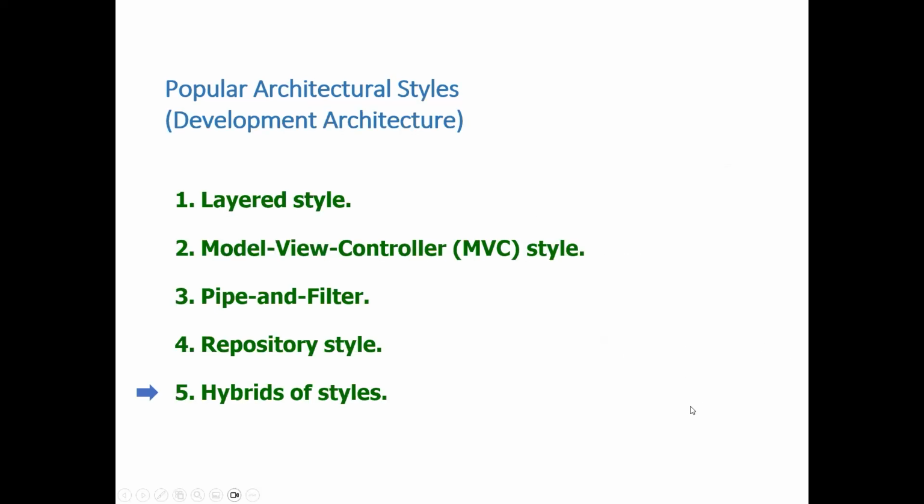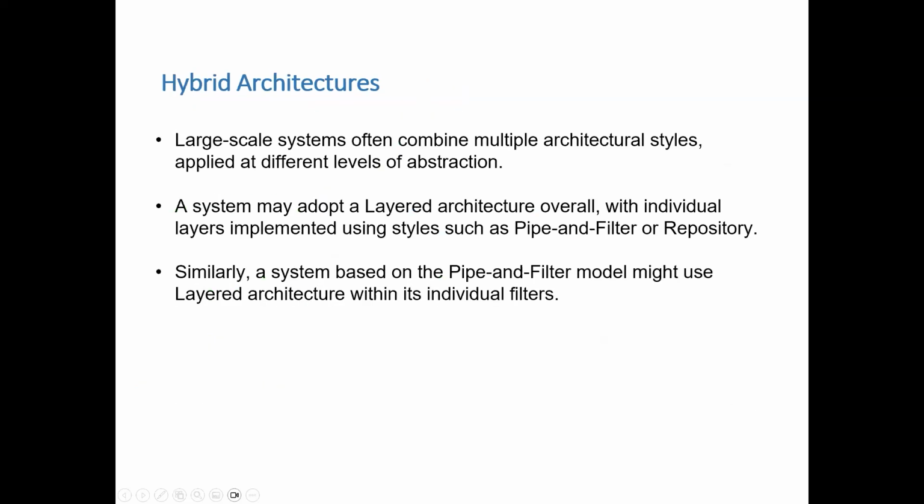And the last one is hybrids of style. So let's talk about hybrid architecture because in practice, most real-world systems don't stick to a single architectural style. For example, your system might follow a layered architecture as its overall structure, but within those layers, you could have one that uses the pipe and filter model for stream processing, and another that follows a repository style for shared data access.